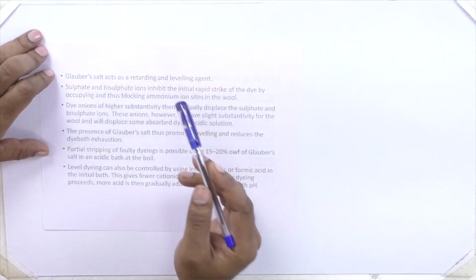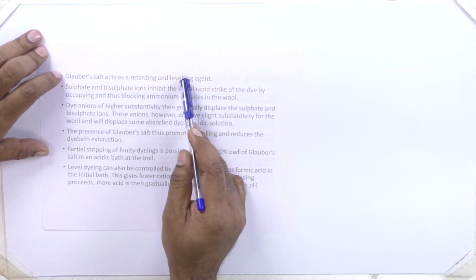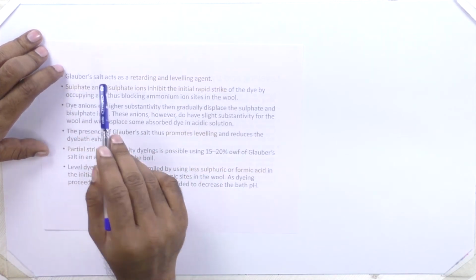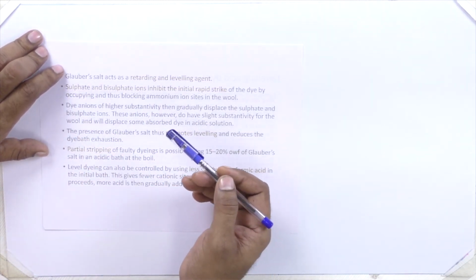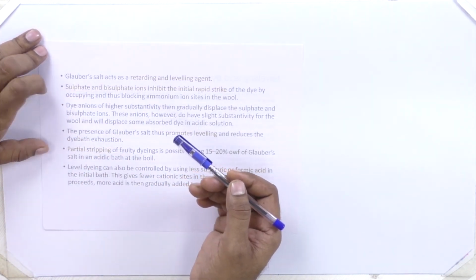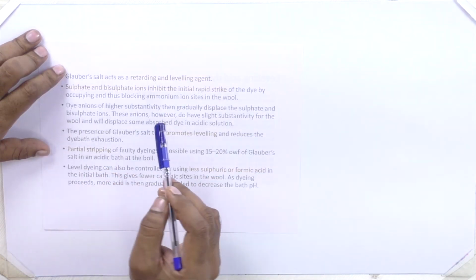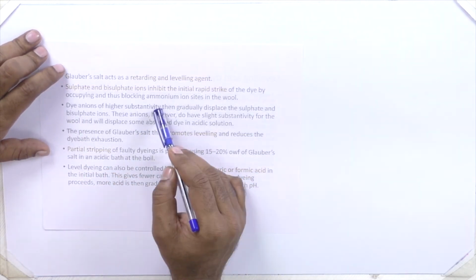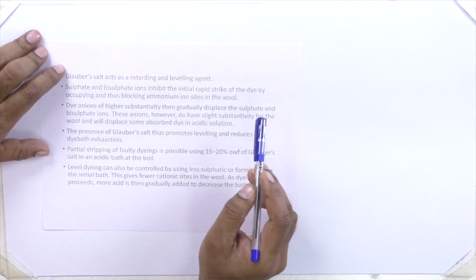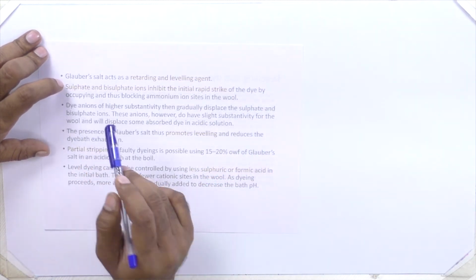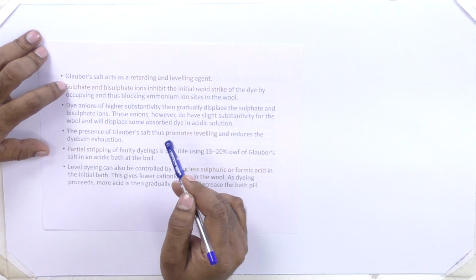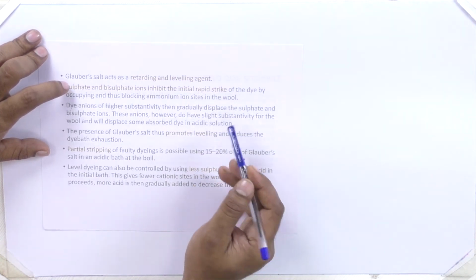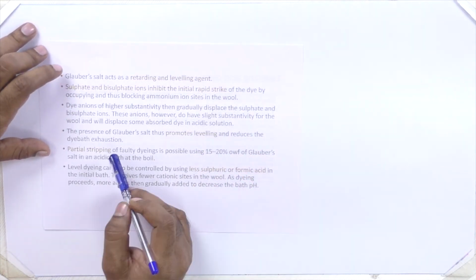So here Glauber salt acts as a retarding agent, whereas Glauber salt acts as an exhausting agent in direct dyeing and reactive dyeing. The dye anion of higher substantivity on the wool fiber is gradually replaced by sulfate and bisulfate ions, so that the dye anion is repelled, and it reduces the substantivity.